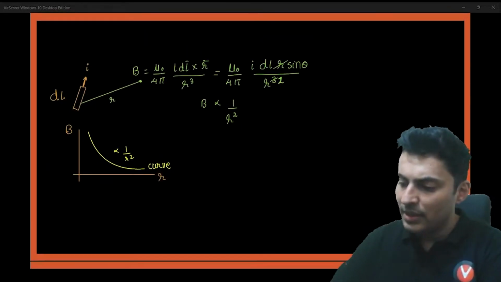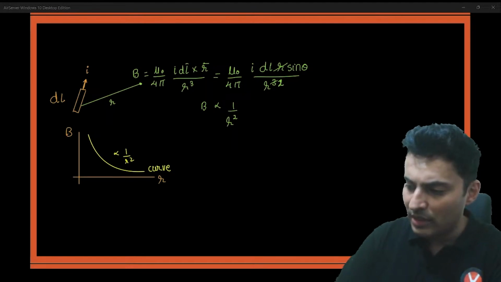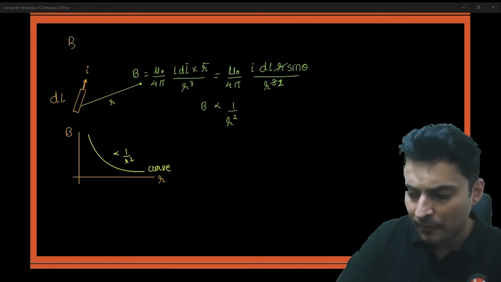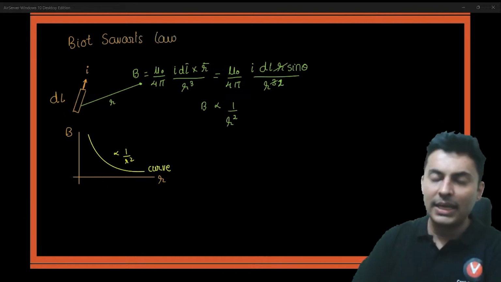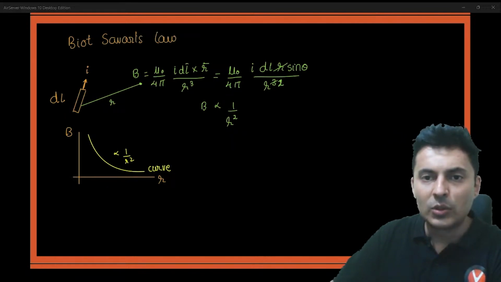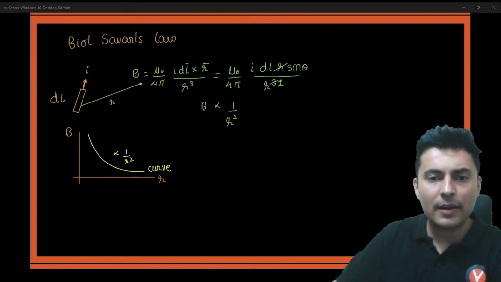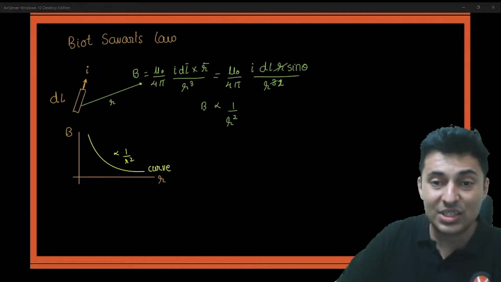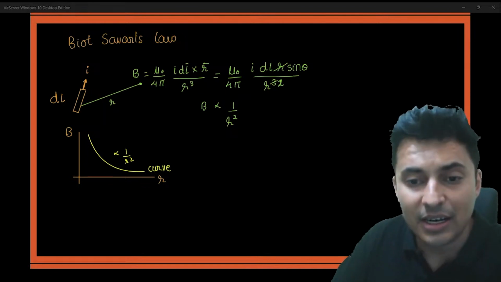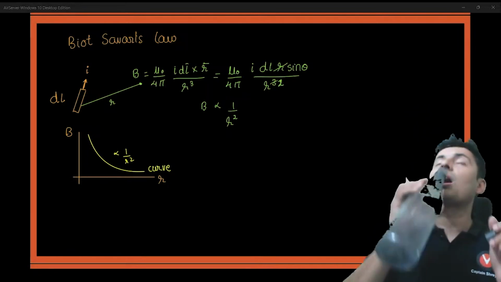Right. So we have done this also. This was your Biot-Savart's law. This is also done. So next thing which is there in your NCERT is with regards to solenoids. We'll come to that also.